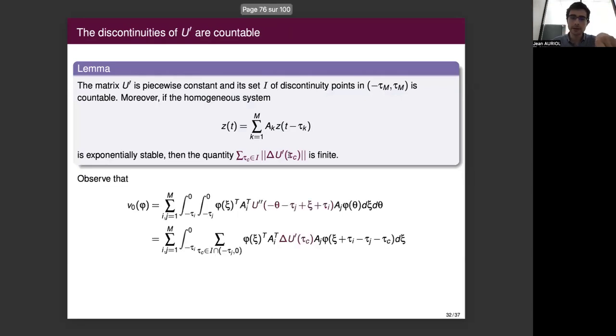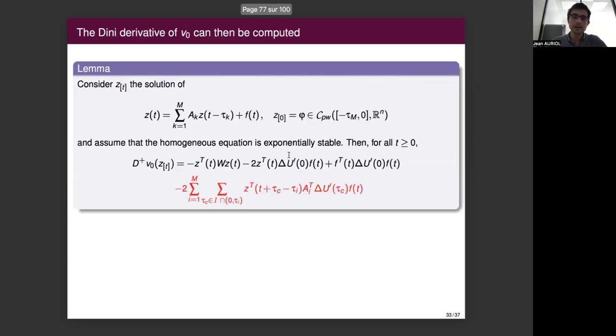So this lemma can be used to re-express V0 as delta U prime TC, given that you have a countable number of discontinuity points. And all in all, if you take the derivative, you will get the term you had before, minus Z squared, and some terms that depend on F and on the discontinuity points of U prime. So delta U prime is just the jump of U prime at these discontinuity points.